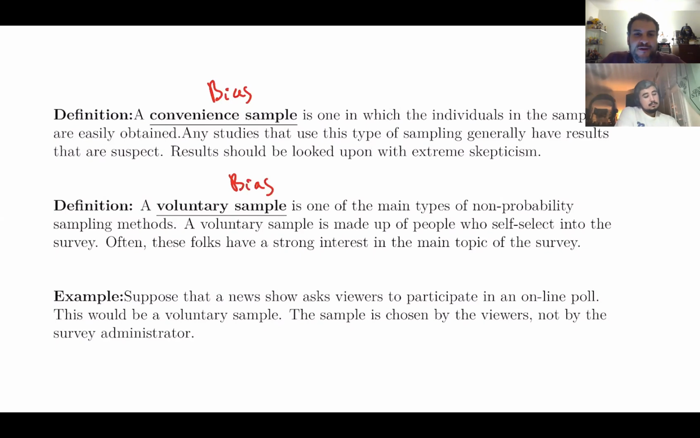All right, so first we're gonna go over a convenience sample. A convenience sample is, well, let me just read the definition. It's one in which the individuals in the sample are easily obtained. Any study that uses this type of sampling generally has results that are suspect. Results should be looked upon with extreme skepticism. So a convenience sample is a sample that you obtain very conveniently.